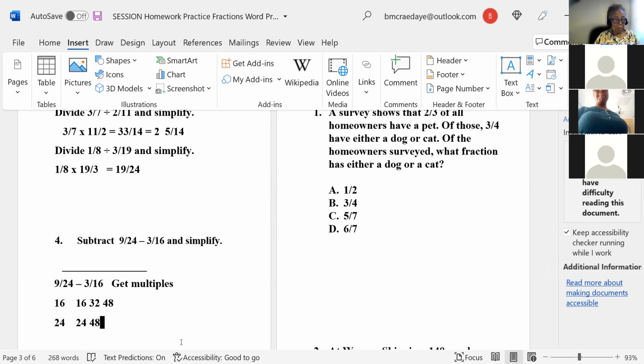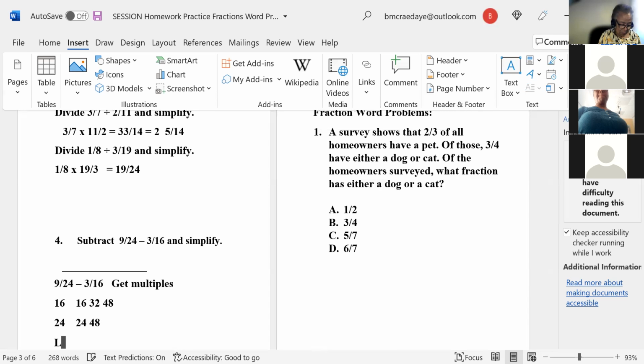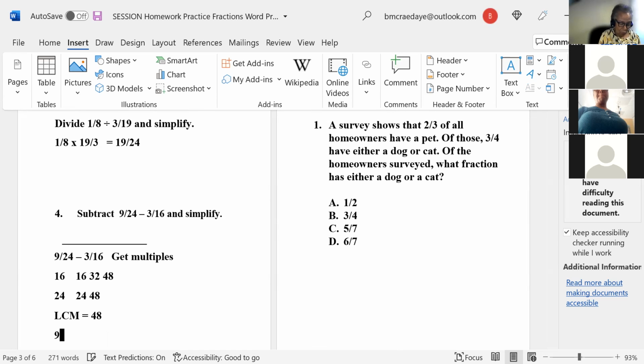What you did to multiply, like Maureen did the same thing, that's okay, and that works. But I'm saying sometimes, to avoid having a really big number, get the multiples of the two numbers and you see the least common multiple. 16 goes into 48, 24 goes into 48. So 9 over 24 is what over 48?